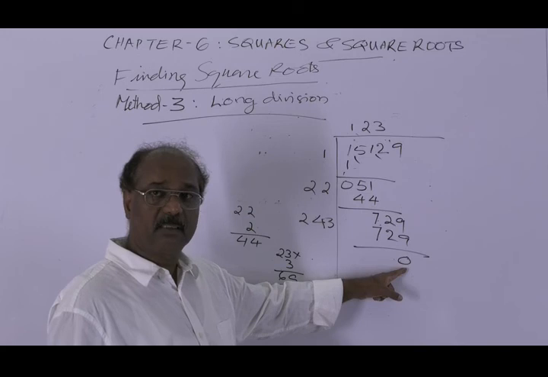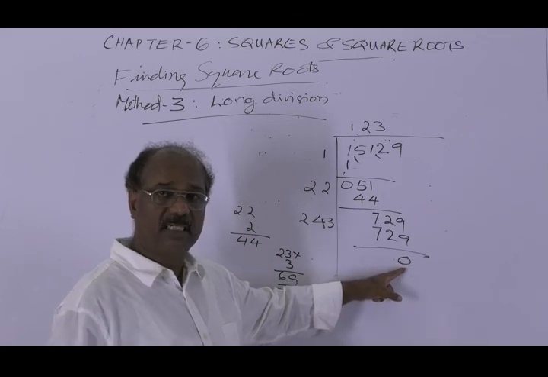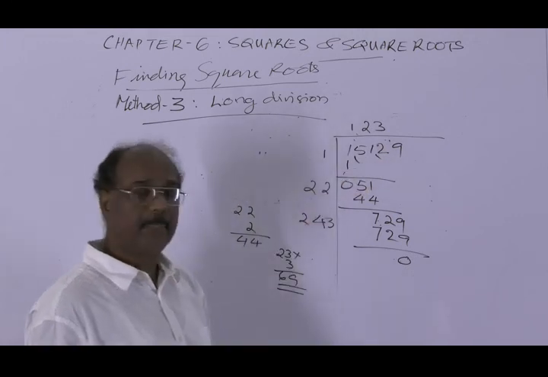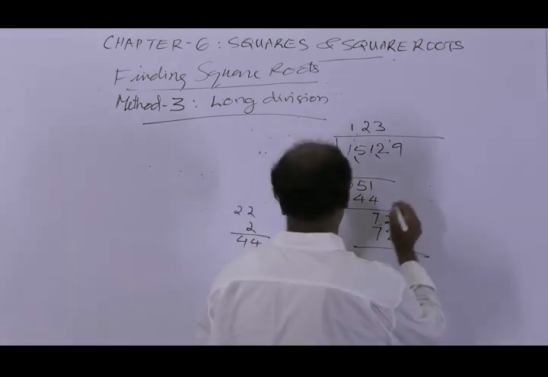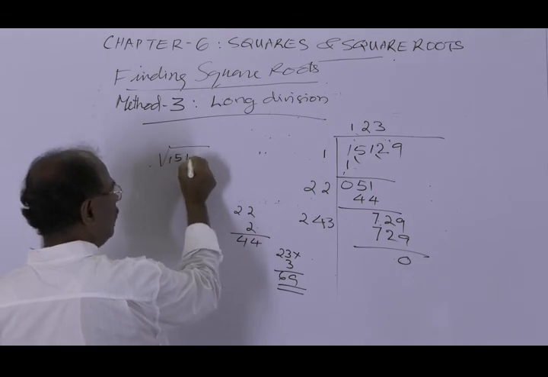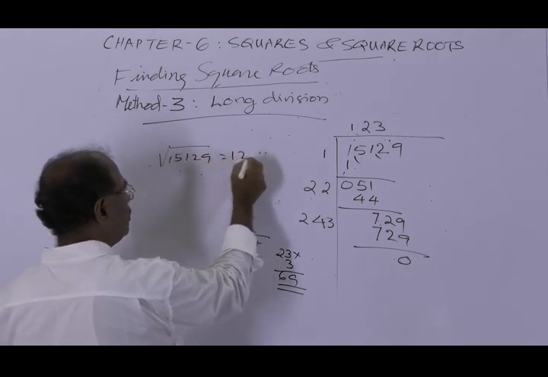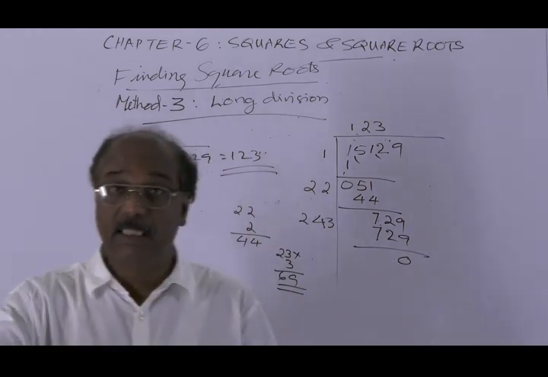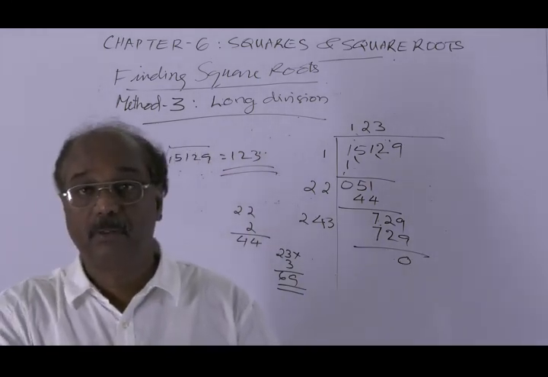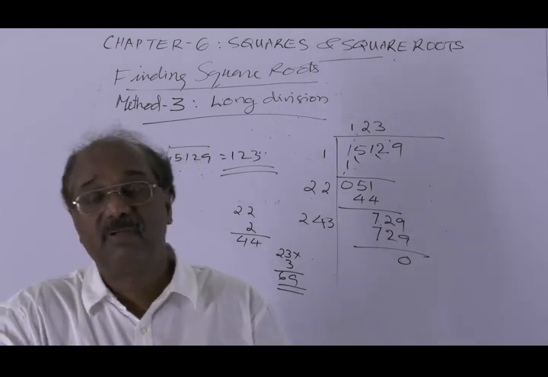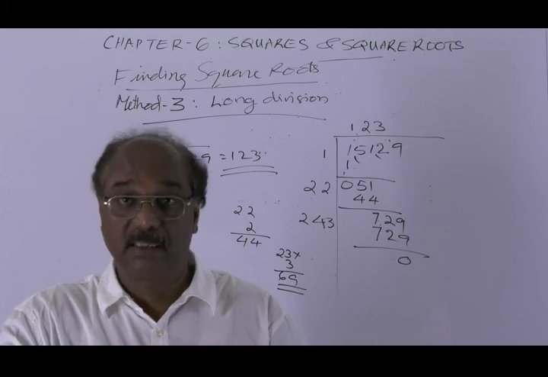Remainder 0 is obtained, which completes the division, so the square root is 123. So the square root of 15129 is equal to 123. So this is the method. More examples can be discussed when we come to the exercise.